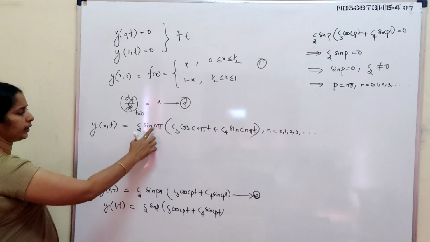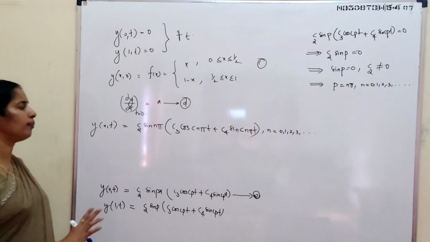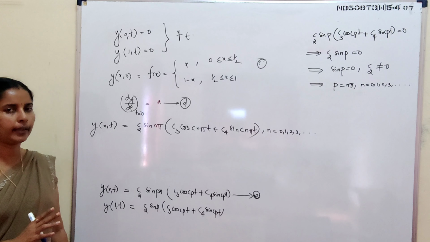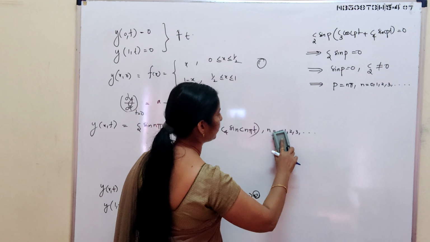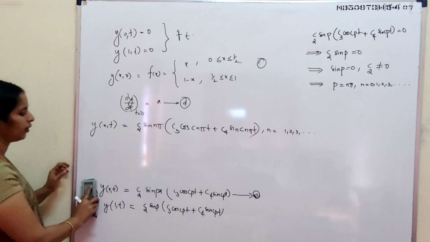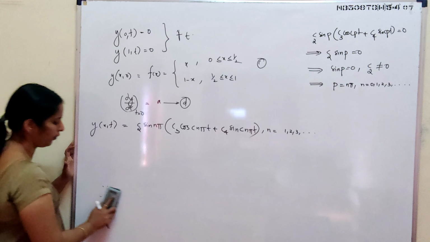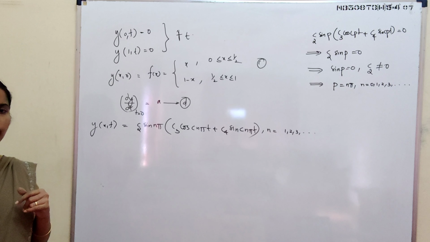But if you put n equal to 0, you can see y(x, t) = 0. That is, there is no displacement at any point on the string at any time, which is impossible. So we can't put n equal to 0. So n is 1, 2, 3, 4, etc. When n is equal to 1, we get one solution. When n is equal to 2, you get another solution, etc.